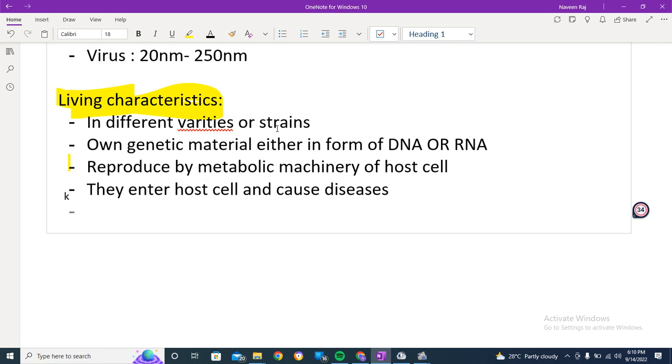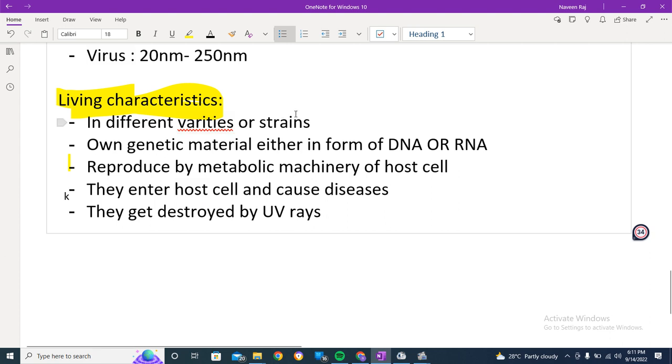We have got another point. They get destroyed by UV rays. This is a property of living organisms, that living organisms get destroyed when UV rays are passed through them. This shows that they have the living characteristic. The UV rays, the ultraviolet rays, are highly dangerous for living organisms.